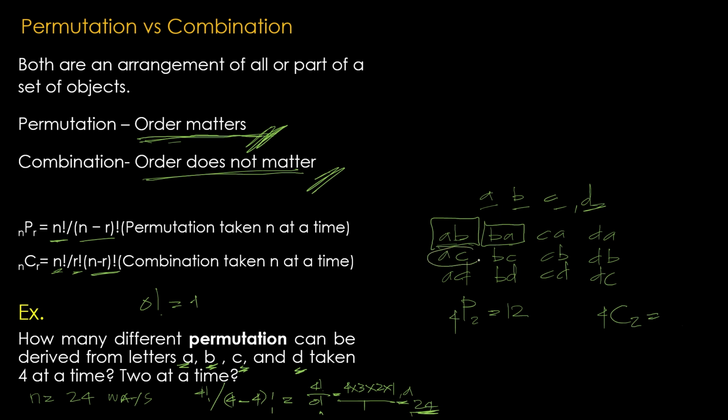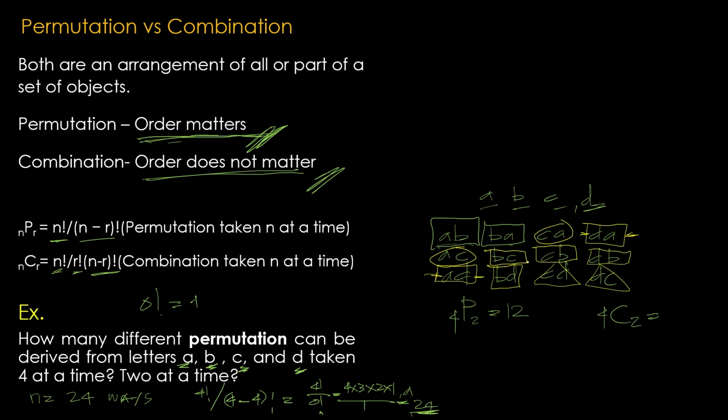So, as AC, let's try to use another color. Okay? So, AC and CA, they're the same. Also, we have BC and CB. They are the same. And we have AD and DA. They are the same for combination. Also, we have BD and DB. And lastly, we have CD and DC.